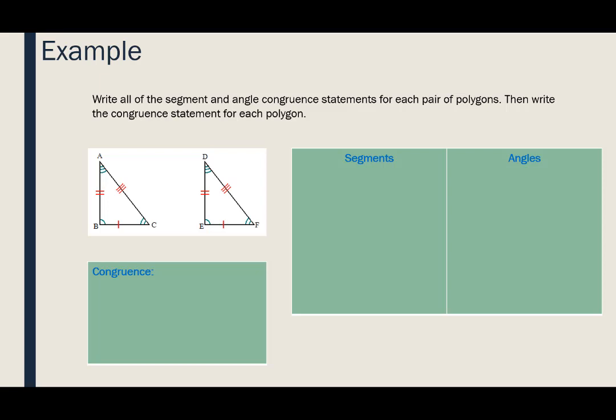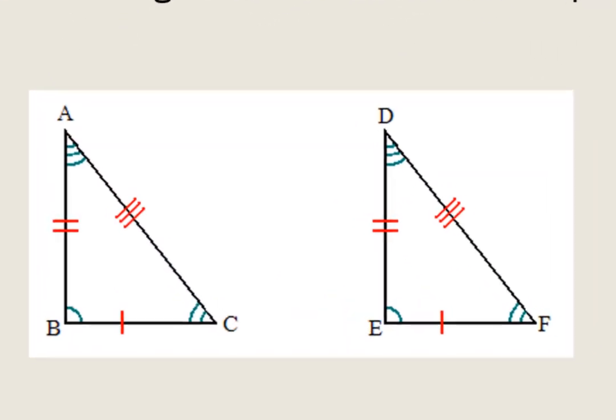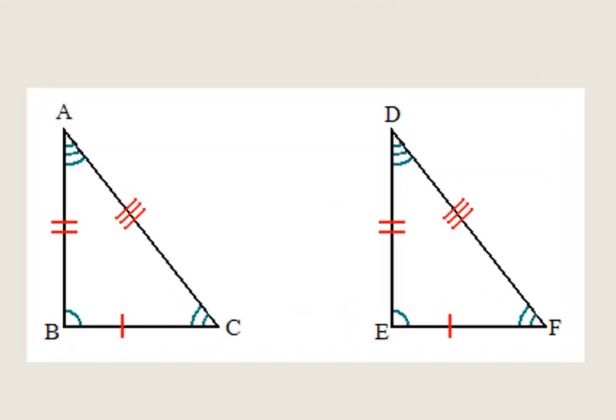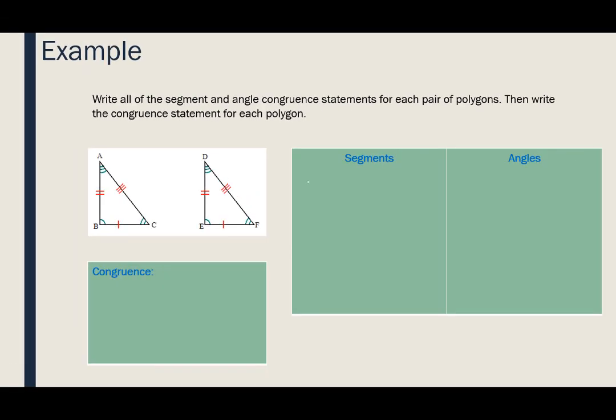So let's start with our segment congruent statements. If I look at my diagram, I can see that BC and EF are congruent because they're marked that way with the little hash mark. So we'll write that down. BC is congruent to EF.